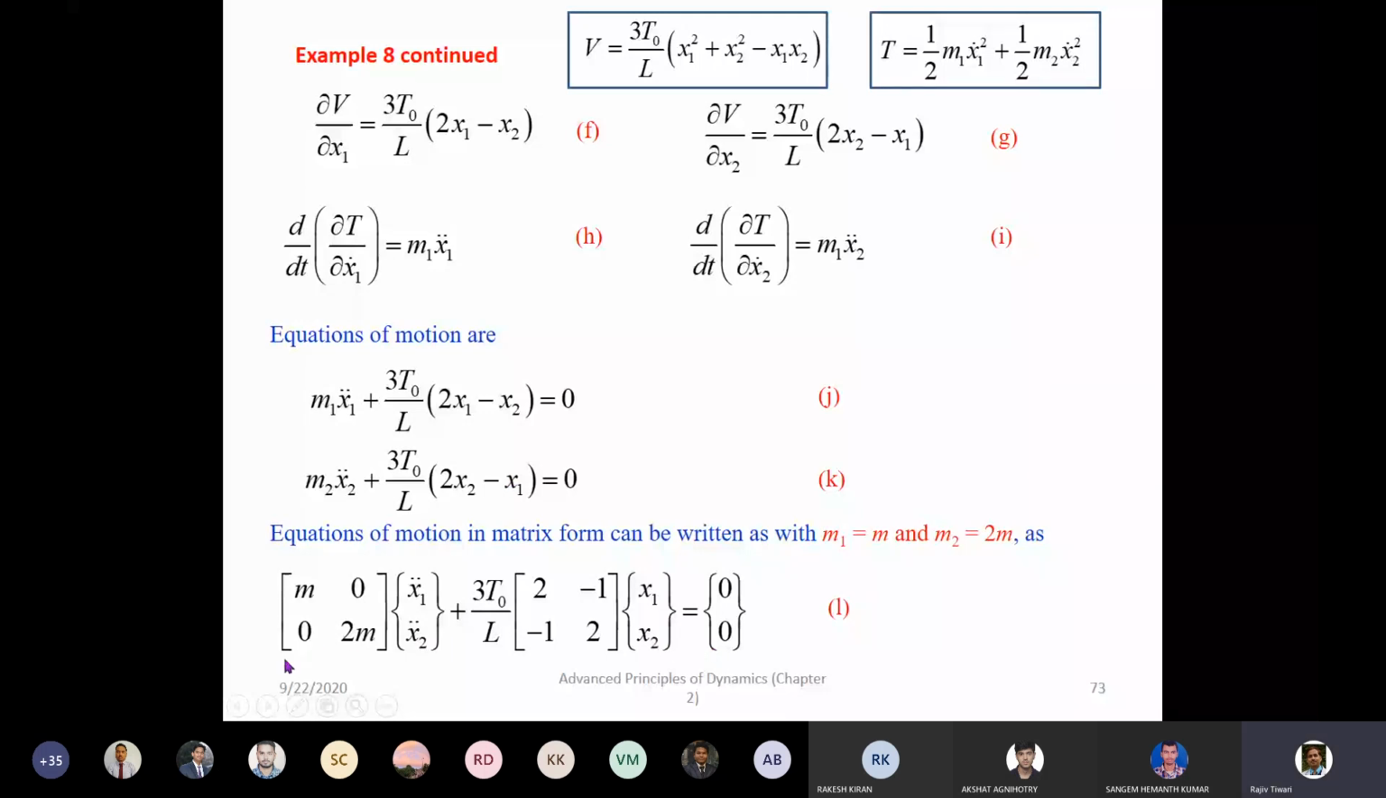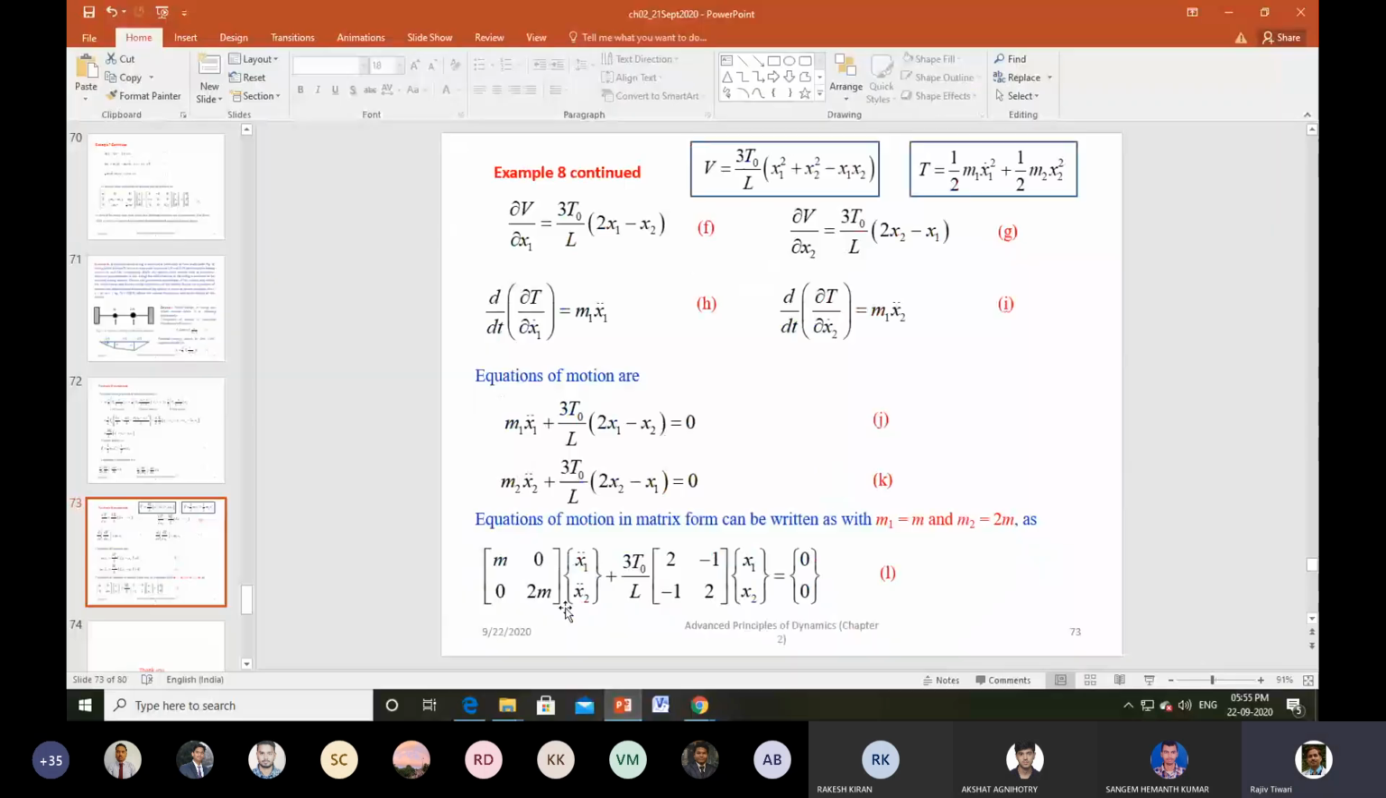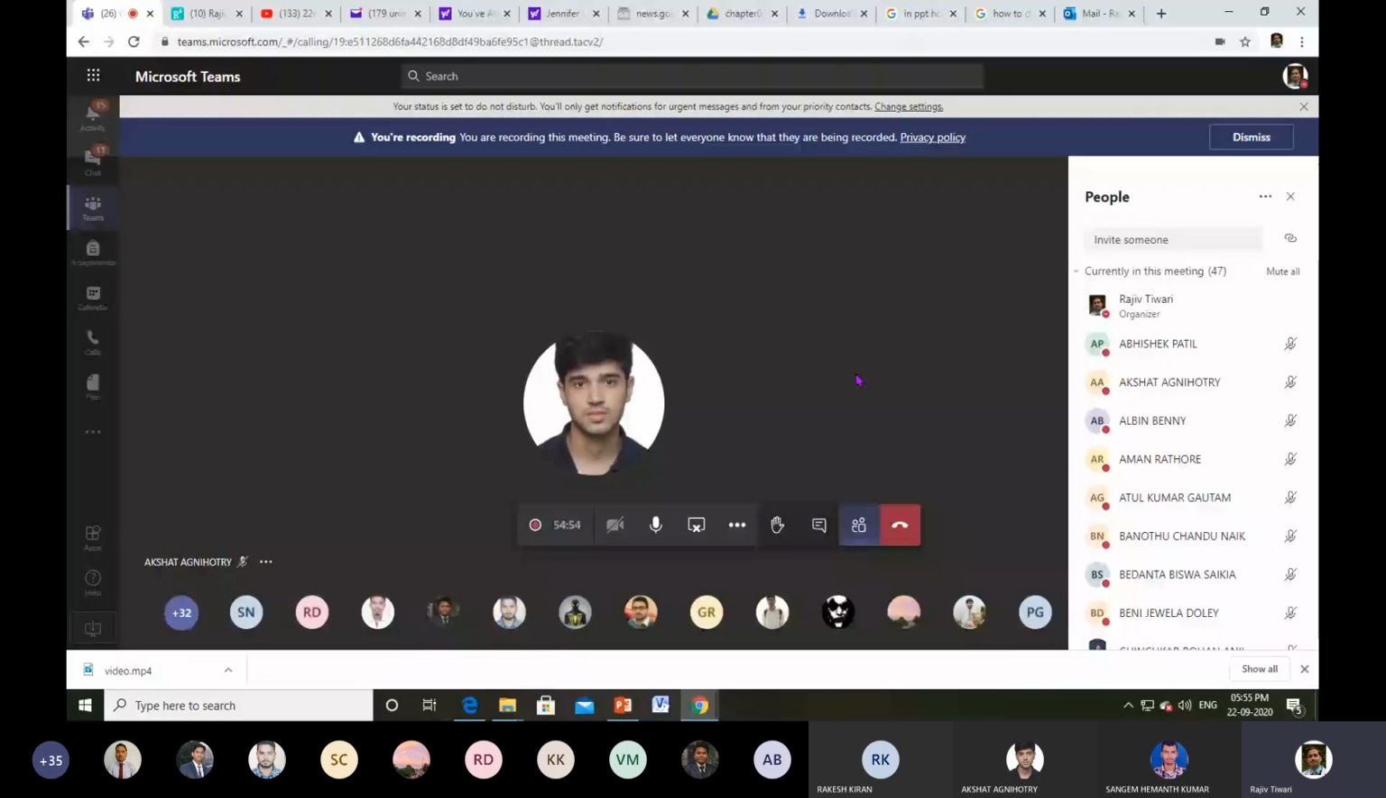So here also you can see this is a mass matrix, this is a stiffness matrix, which is symmetric. The mass matrix is uncoupled because off diagonal terms are 0. You can see T naught is contributing in the stiffness term here in this string. So this is the last example I was showing for the Lagrange equation. If you have any questions on that, you can ask.